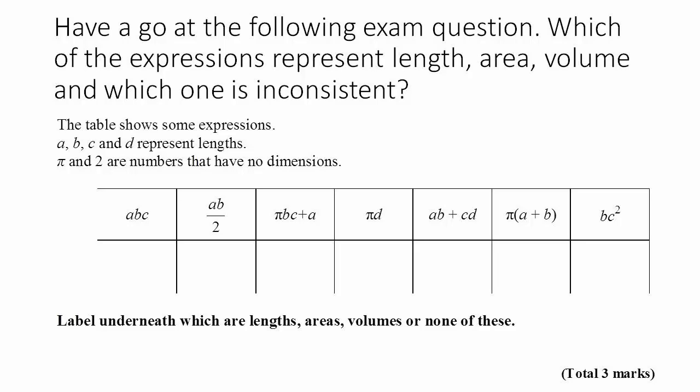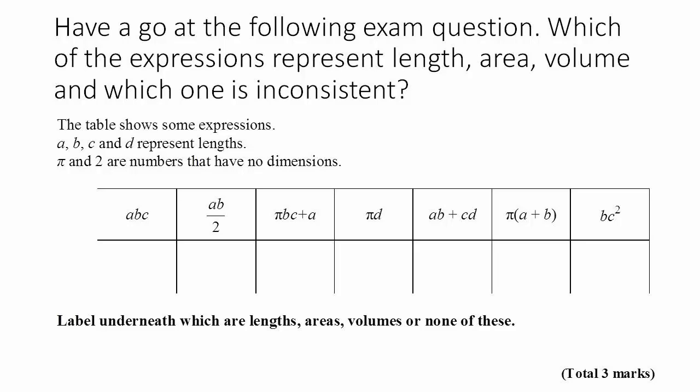And if they ask you which of the terms represent none of these, then that is always going to be the term which has inconsistency in its approach. So have a look at the following 7 formulas and see if you can label underneath successfully which ones are lengths, which ones are areas, and which ones are volumes, and which ones are inconsistent or none of these, and therefore involve some kind of adding an area to a length or a length to a volume. Pause it and see what you think.